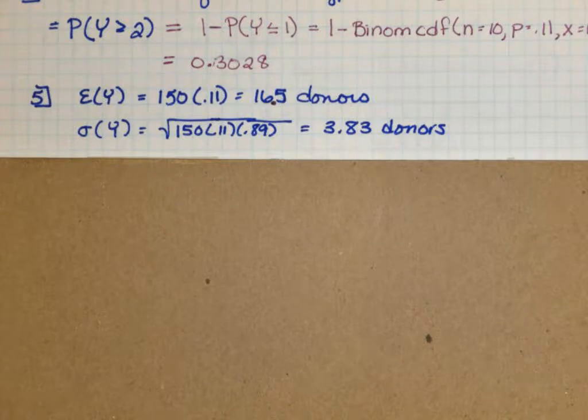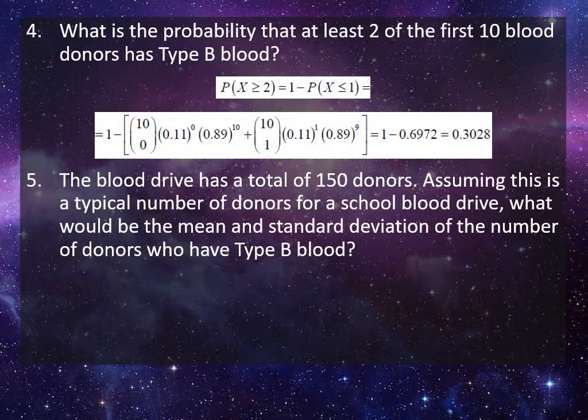I knew it was binomial because the question said we have 150 donors. Assuming this is a typical number, what would the mean and standard deviation be of the number of those who have type B blood? What is the expected number of successes? So since they're talking about a set number of trials and number of successes, that's binomial. If they said, how many should I have to question before I get a type B person, that would have been geometric, because go until is geometric. Okay?